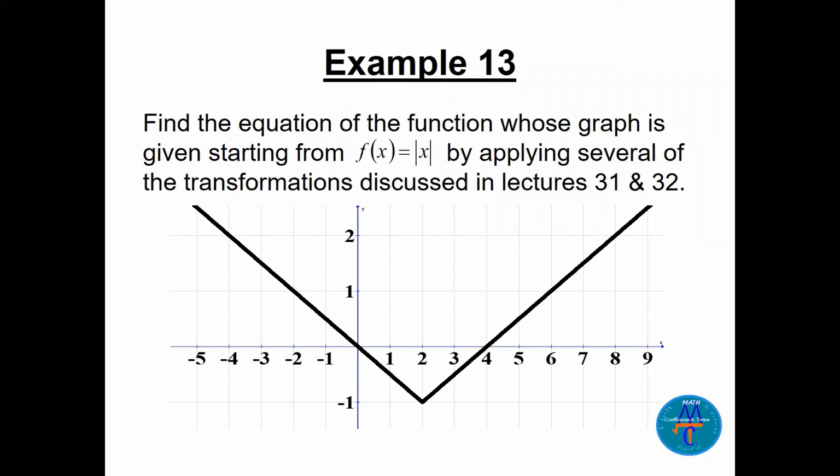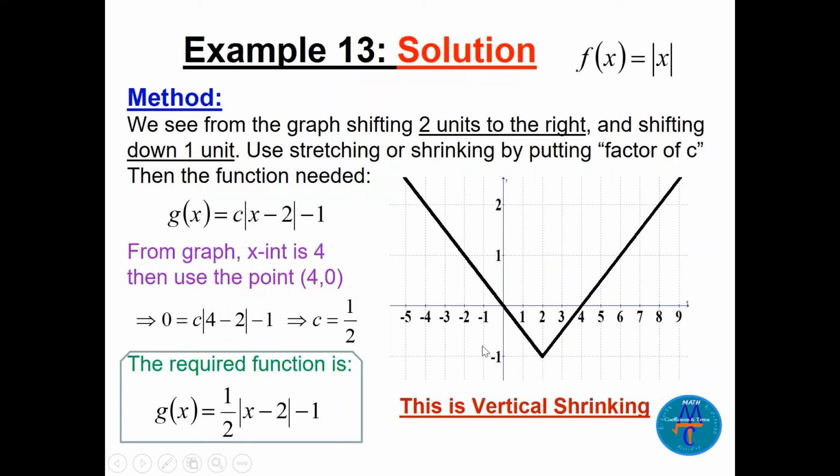Let's look now at example 13, where the graph is given and we need to find the function. Find the equation of the function whose graph is given, starting from f of x equals absolute value of x and applying several transformations discussed in lectures 31 and 32. So we look here, we see this is a V shape. So we know that's an absolute value. And there's a shifting here. It's shifting to the right 2 units, 1, 2, and down 1. But maybe the shrinking and stretching is not clear. So what can we do?